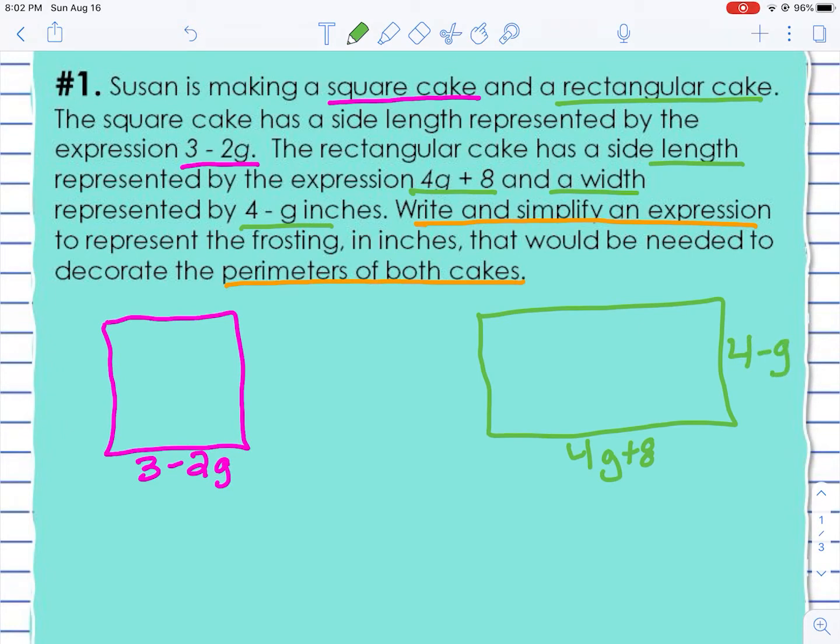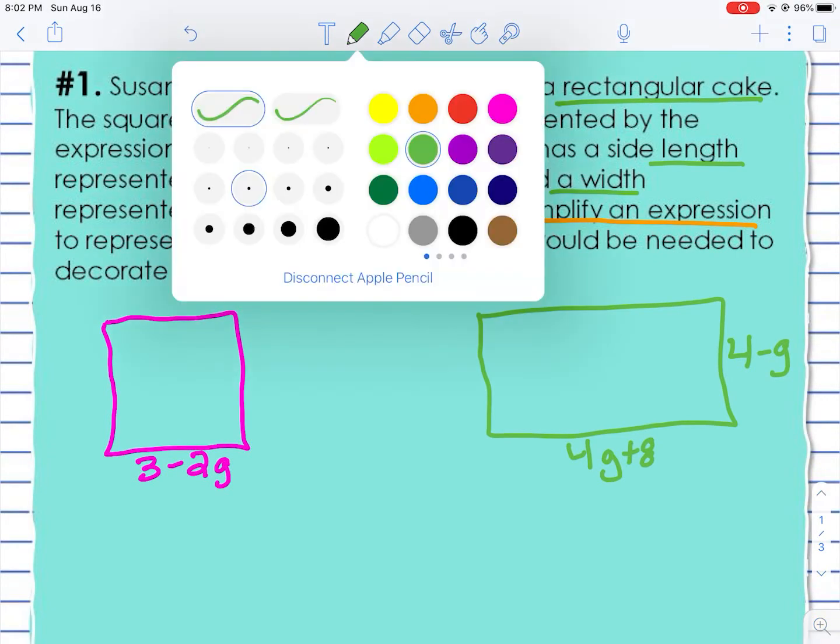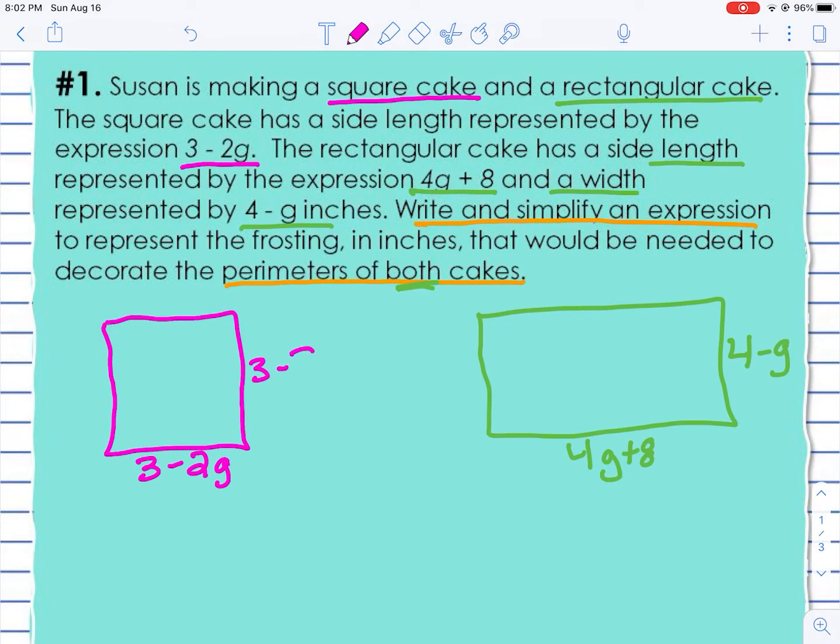Now, we know that I am looking for the perimeters of both cakes, which means both cakes together. So I need the perimeter of the square, and I need the perimeter of this rectangular cake. So I've got to find two different perimeters, and then because I need both of them together, I've got to add them up. So let's find the perimeter of our square cake first, okay? Now, I've only labeled one side. I highly recommend that you label all of your sides. It will be much easier to see what you're trying to add up, and you will not be tempted to accidentally forget to add up one of the sides.